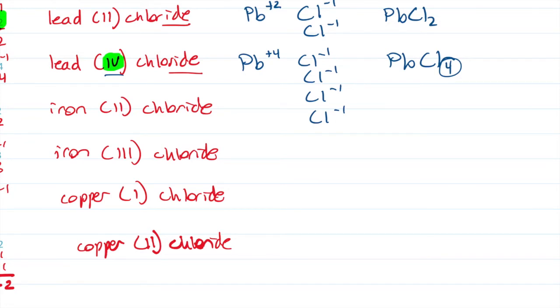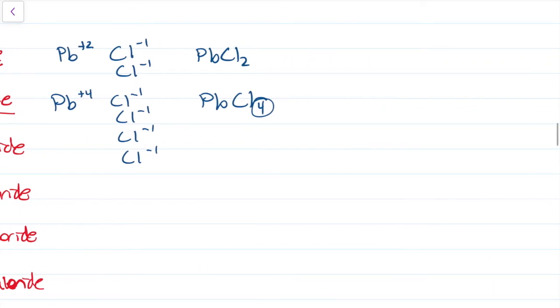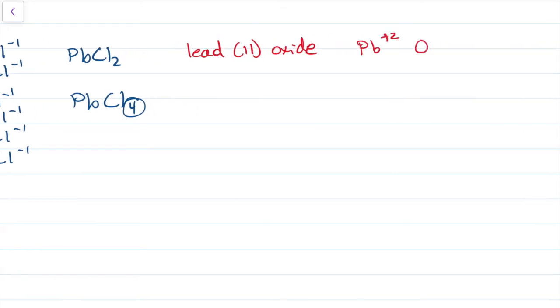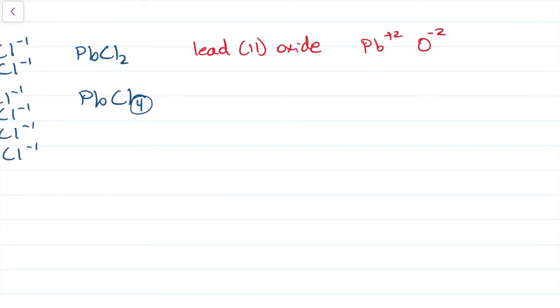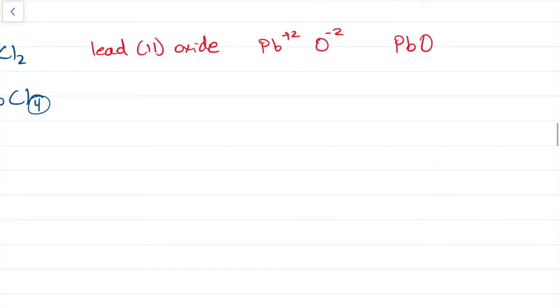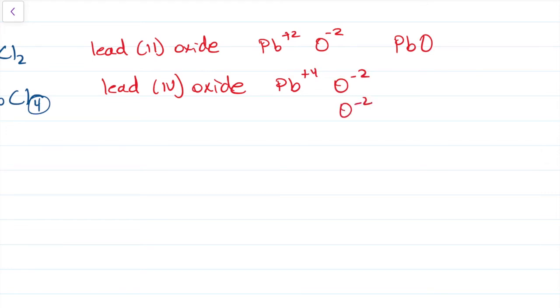So let's use another example now. So what if I gave you a compound and I said it is lead 2 oxide? What does that mean? Lead is Pb plus two. Oxygen is in group 16 and is always minus two. So the formula is gonna be PbO, lead 2 oxide. What if it was lead 4 oxide? Lead 4 oxide, well, the charges are plus four, minus two, oops, I need another minus two, and that balances to zero, so it's gonna be PbO2. So you have to be very methodical and careful about these.